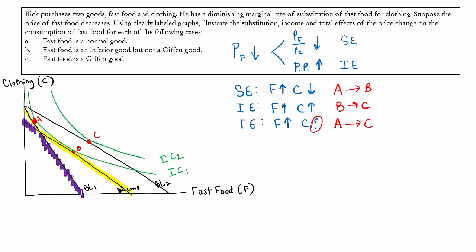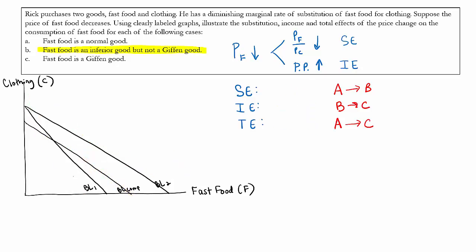So make sure you never try to place A or B in the purple shaded region, instead always placing them in the yellow shaded region. In the purple region, what you're going to see happen is that one of your two bundles will not be a point of tangency. Now let's look at case B, where fast food is an inferior but not Giffen good.